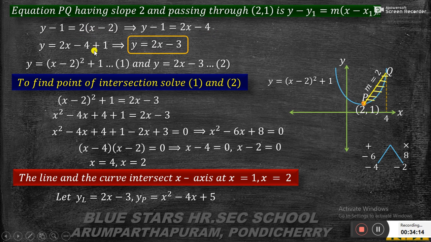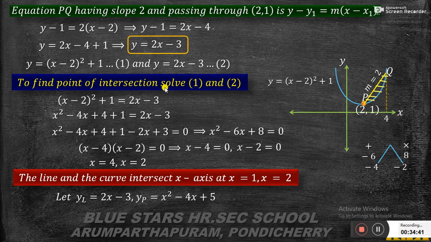The next step: y equals 2x minus 4 plus 1, so y equals 2x minus 3. This is equation number 2. Already we have one equation, y equals (x minus 2) whole squared plus 1, which is equation number 1. Now we find the point of intersection.